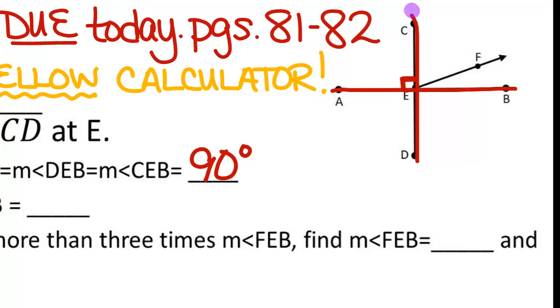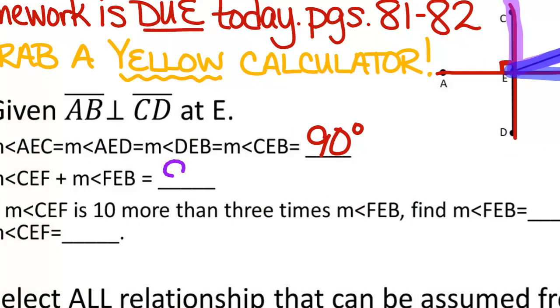Angle CEF, that's this one right here that I went over in purple. And angle FEB, that's this one that I went over in blue. When I put those two together, when I add those two angles together, what does it add up to? 90 degrees.